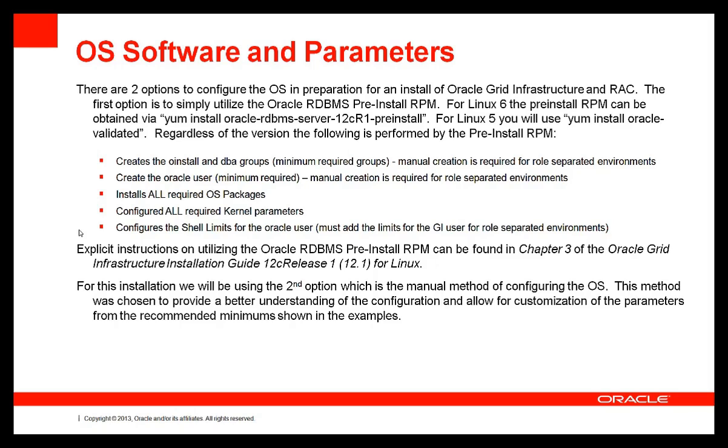Explicit instructions for utilizing the Oracle RDBMS pre-install RPM can be found in Chapter 3 of the Grid Infrastructure Installation Guide 12cR1 for Linux. For this installation, we're going to be using the second option, which is the manual method of configuring the operating system. This was basically chosen to provide you with a better understanding of the configuration necessary to install RAC, the OS configuration. And it also allows for customization of the parameters from the recommended minimums.